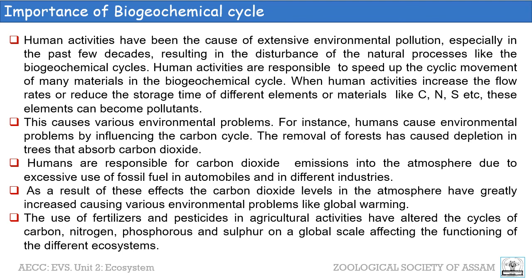For instance, humans cause environmental problems by influencing the carbon cycle. The removal of forests has caused depletion in trees that absorb carbon dioxide. Humans are responsible for carbon dioxide emission into the atmosphere due to excessive use of fossil fuel in automobiles and in different industries. As a result, the carbon dioxide level in the atmosphere has greatly increased, causing various environmental problems like global warming. The use of fertilizer and pesticide in agricultural activities has altered the cycles of carbon, nitrogen, phosphorus, and sulfur on a global scale, affecting the functioning of different ecosystems.